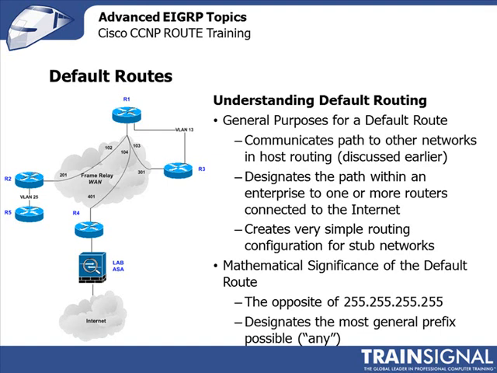So what exactly is the mathematical significance of the default route? Well, it's actually the polar opposite of the broadcast address, which is 255.255.255.255, where it's saying everything on the network should get this. It's essentially saying that the most general network possible, any network, is what the 0.0.0.0 essentially stands for.